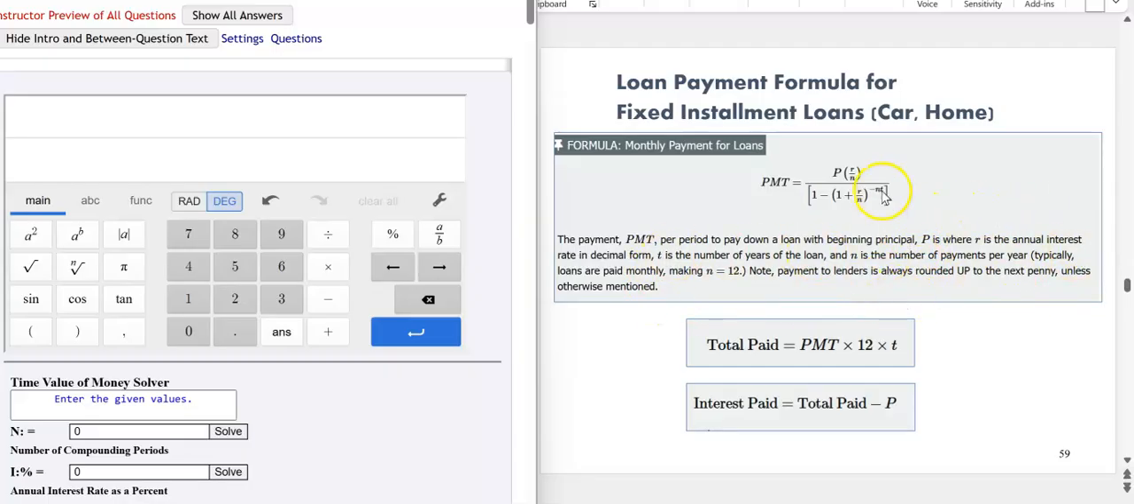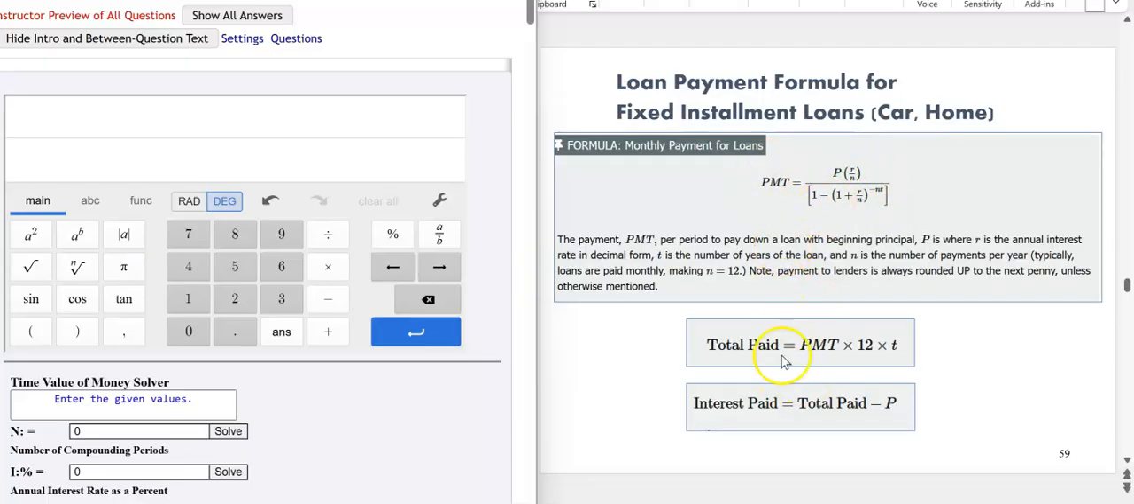Here's the formula: PMT, the monthly payment for the loan, equals P, which is the loan amount, times R over N, where R is the interest rate and N is the number of times you pay in a year. Usually we pay monthly, so N is 12 most of the time, all divided by 1 minus (1 plus R over N) to the power negative N times T. Again, that's the formula for the loan.